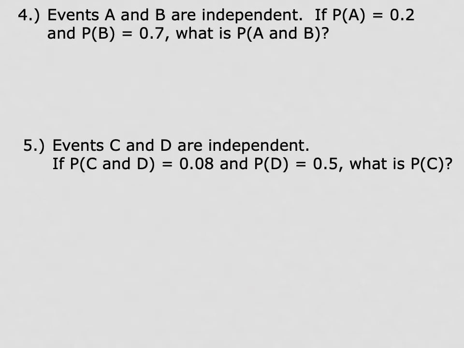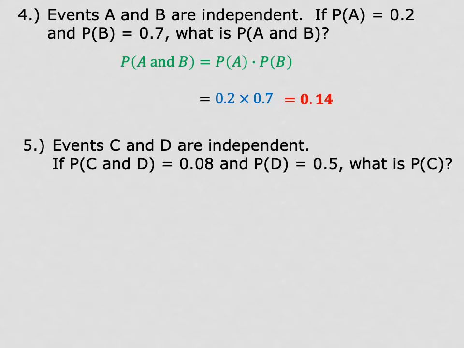All right, so in number 4, it says events A and B are independent. If the probability of event A is 0.2 and the probability of B is 0.7, what's the probability of A and B? Remember, if these events are independent, then the probability of A and B is equal to the probability of A times the probability of B. So when you multiply 0.2 and 0.7 together, it gives you the probability of A and B to be 0.14.